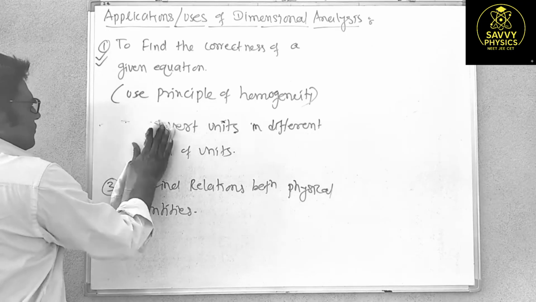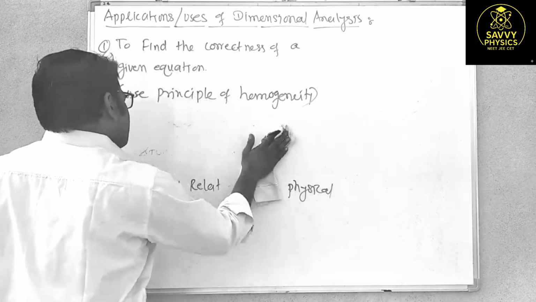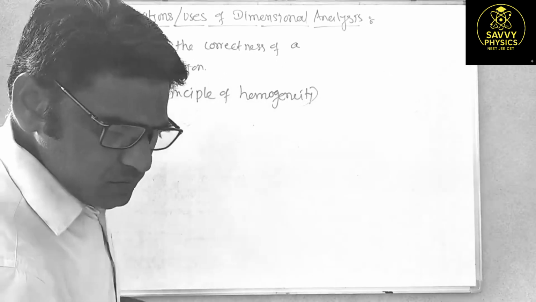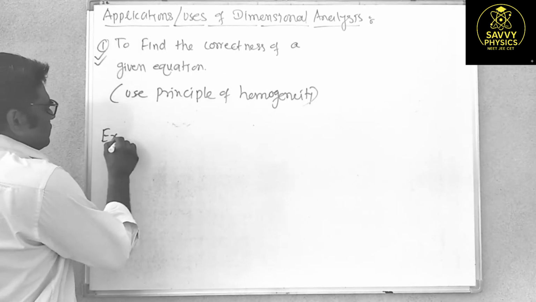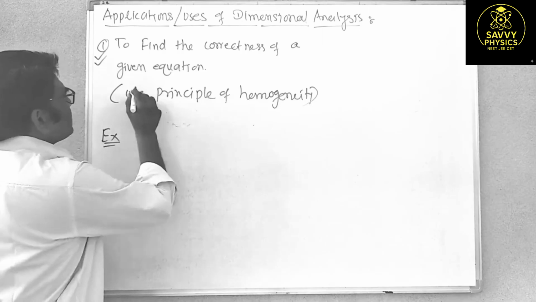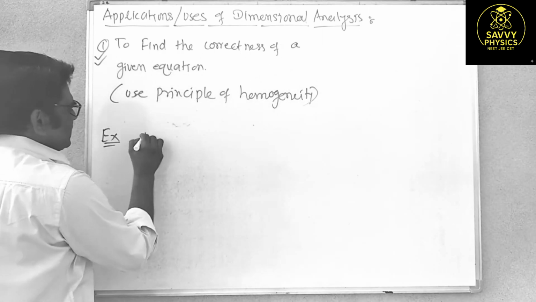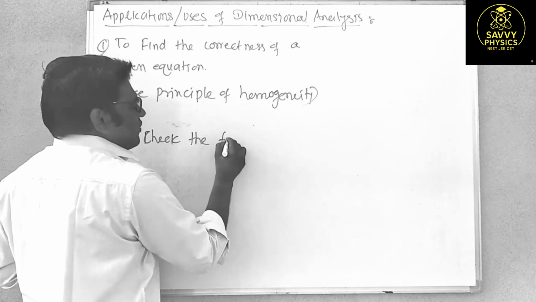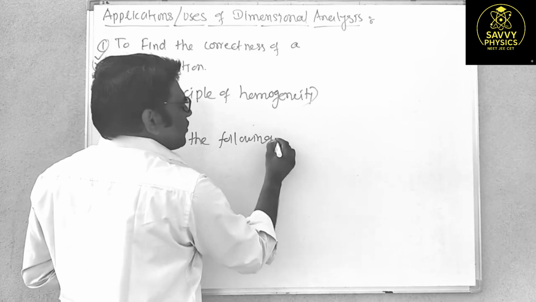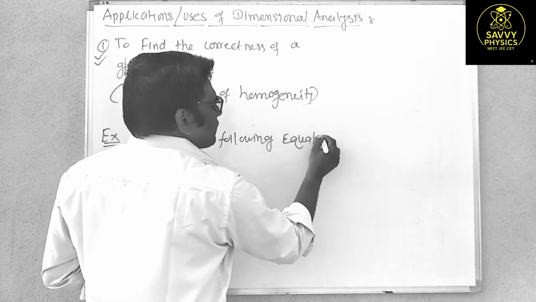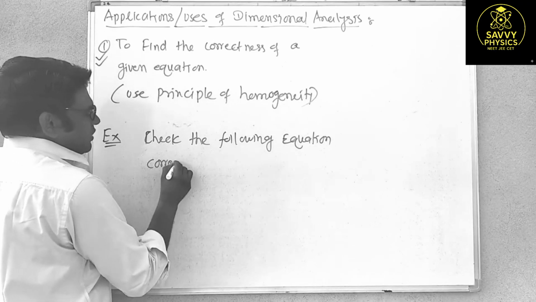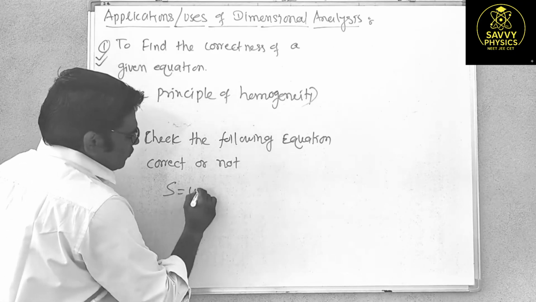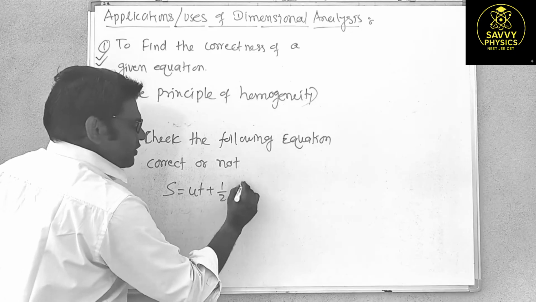Now let us take one example so that you can understand. Example number 1. To find the correctness of the equation. Check whether the following equation is correct or not. Let us take s is equal to ut plus 1 upon 2 at square.